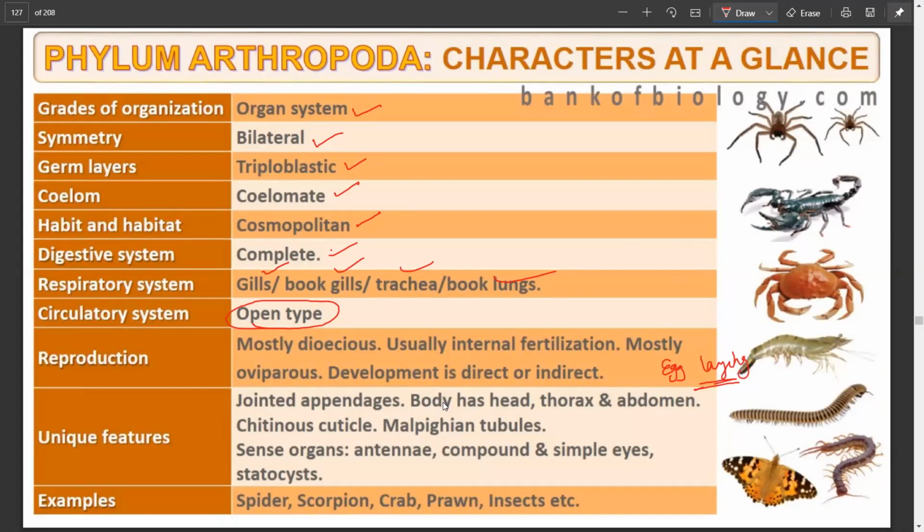Jointed appendages are present. The body is divided into three segments: head, thorax and abdomen. Cuticle is present. Malpighian tubules serve as the excretory system for excretion. And the three sense organs that we talked about are the antenna, compound or simple eyes, and the statocyst. And for examples, you can give any examples of your own choice.